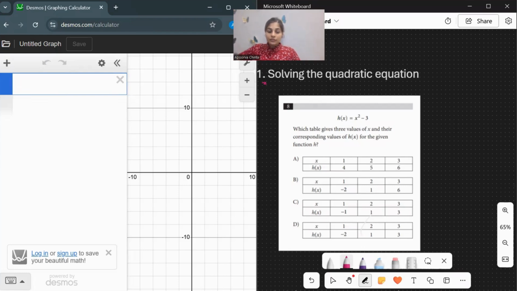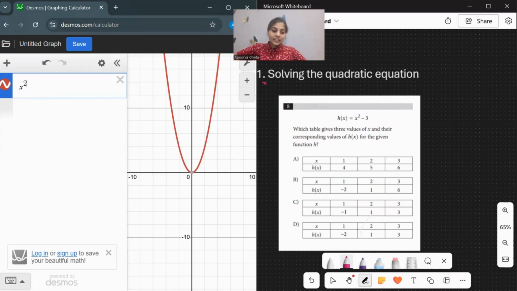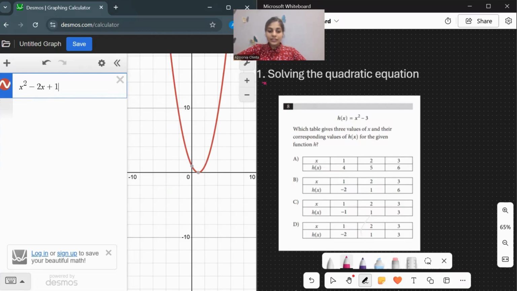Now how do we solve a quadratic equation, or how do we find out the roots of a quadratic equation? So roots are nothing but the x-intercept of the quadratic equation. Let's take a quadratic equation, that is x squared minus 2x plus 1, which gives me a parabola. So I can see 2 points on the curve, that is 0, 1 and 1, 0. So since I'm looking for the root, that means the x-intercept, the root of this quadratic equation should be 1, 0. So that's how we can solve using Desmos.